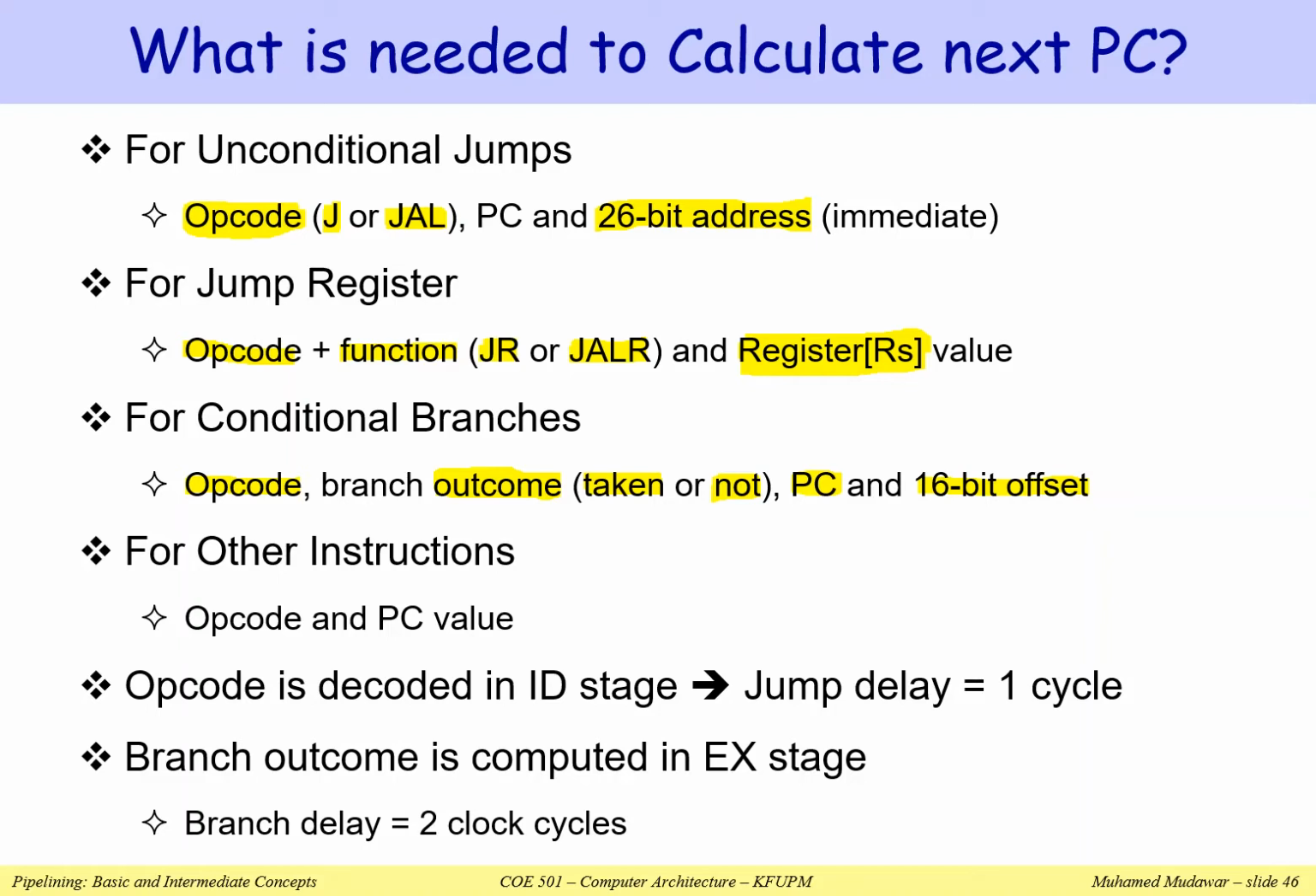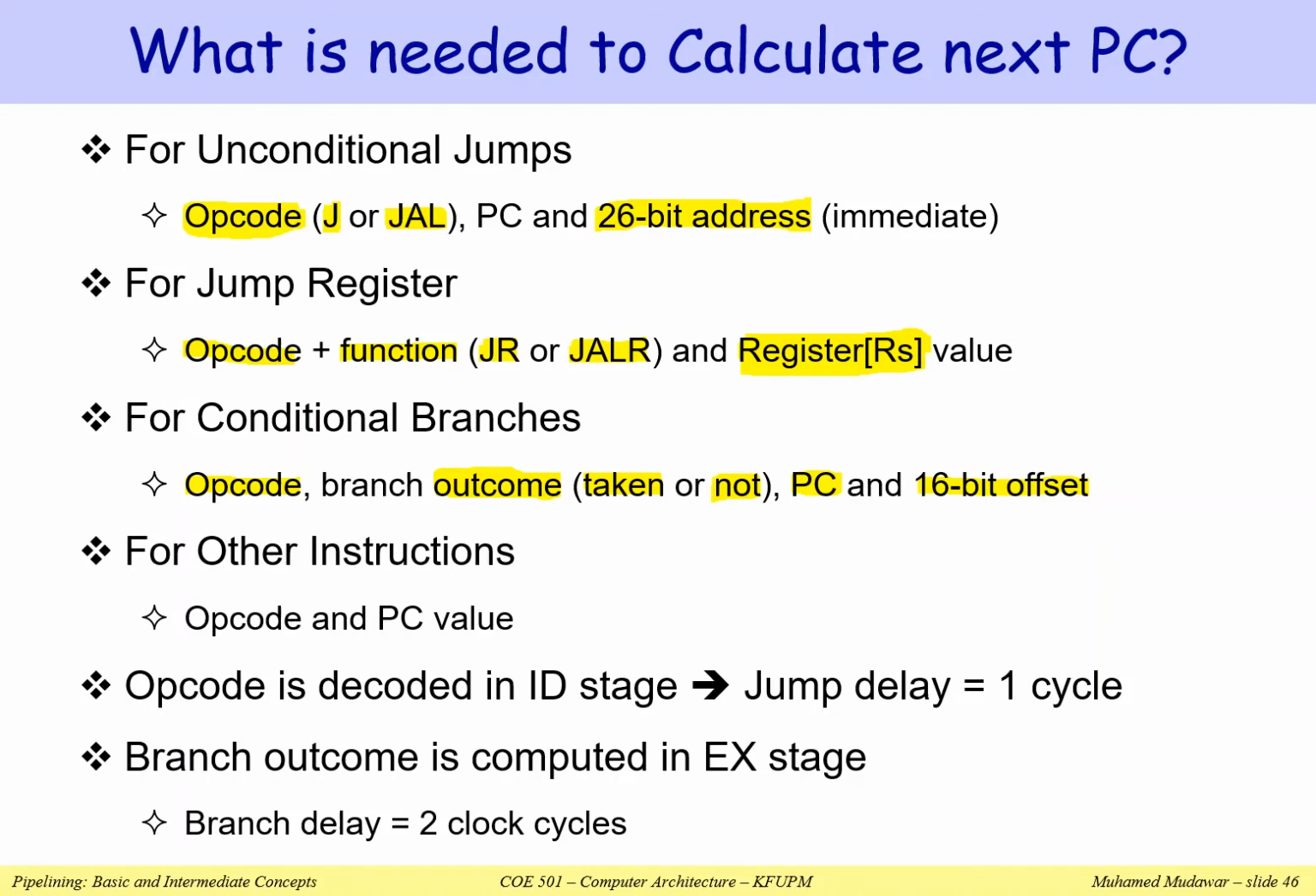Now, how about the remaining instructions? The remaining instructions are not really a jump or a branch. So all we need is just to advance the PC value to point to the next instruction in memory. So instructions are executed sequentially. Every time we finish one instruction, we move to the next one, except when we have a jump or a branch.